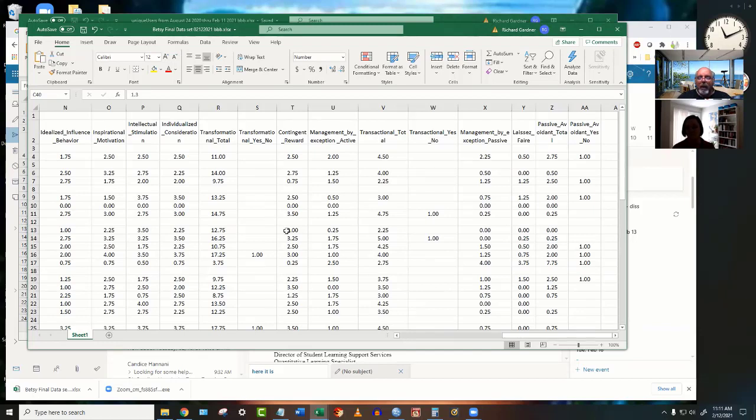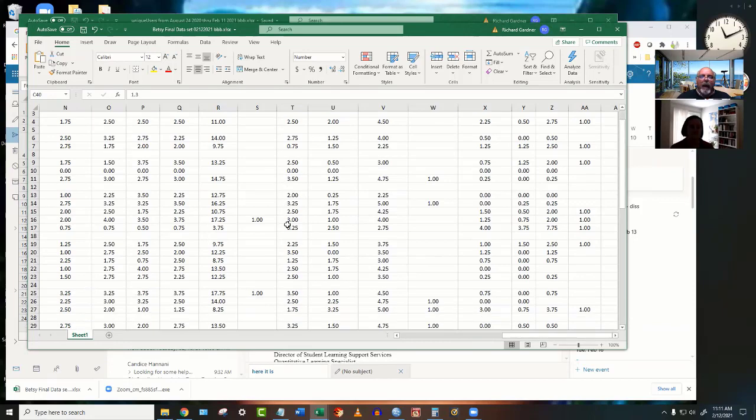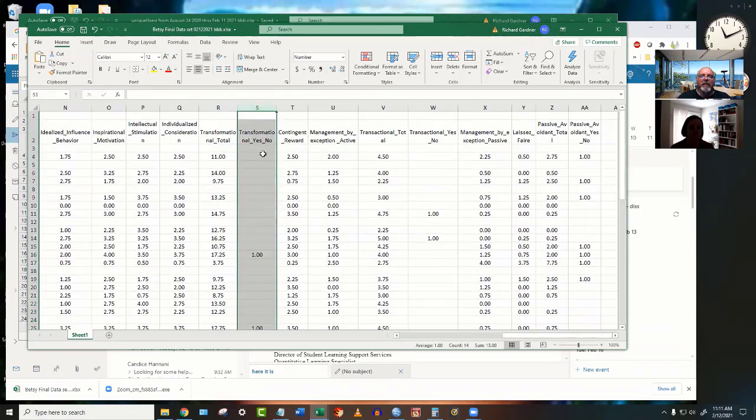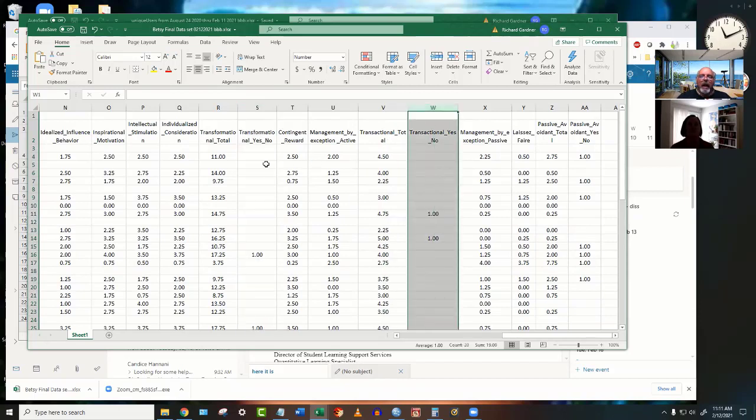Okay. So the way I'm looking at it now, this one tells us if they're transformational, yes or no. This is transactional, yes or no. But you got a bunch of blanks. What about these guys that are blank? I didn't know exactly what to do with them. They are below the cutoff. So they are below the 50th percentile. So I would say they are not transformational.